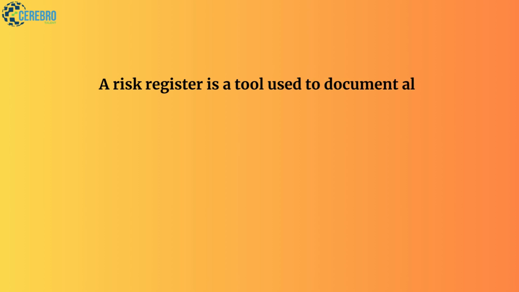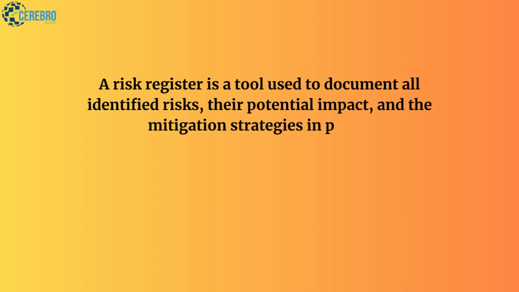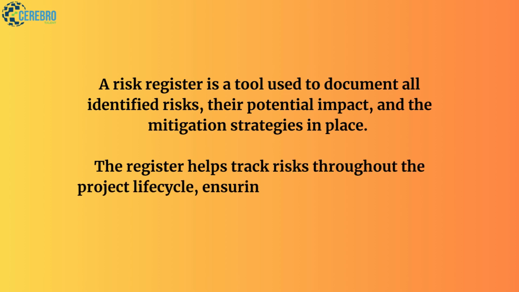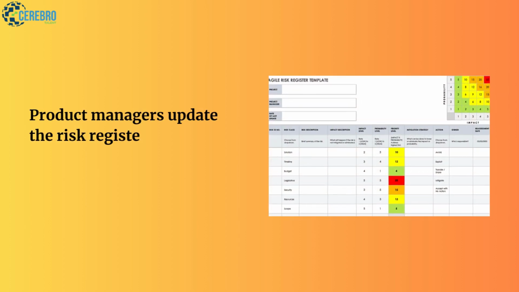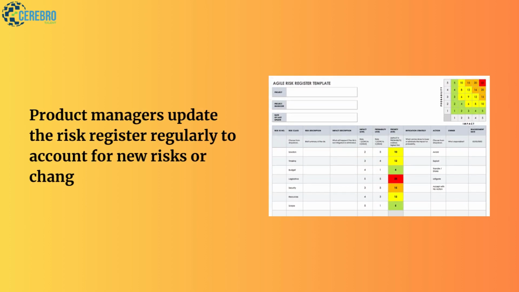A risk register is a tool used to document all identified risks, their potential impact, and the mitigation strategies in place. The register helps track risks throughout the project lifecycle, ensuring that mitigation actions are taken on time. Product managers update the risk register regularly to account for new risks or changes in existing ones.